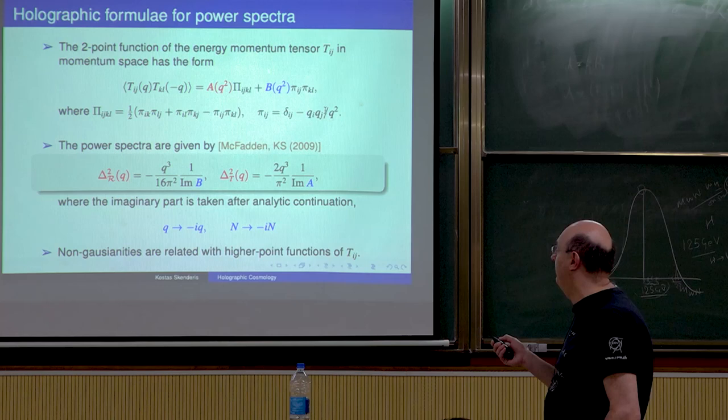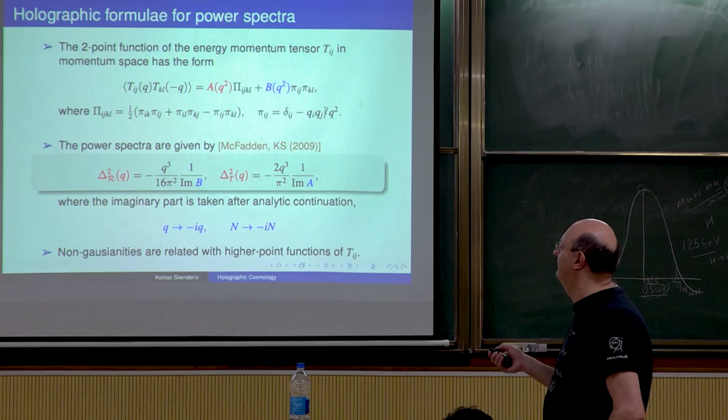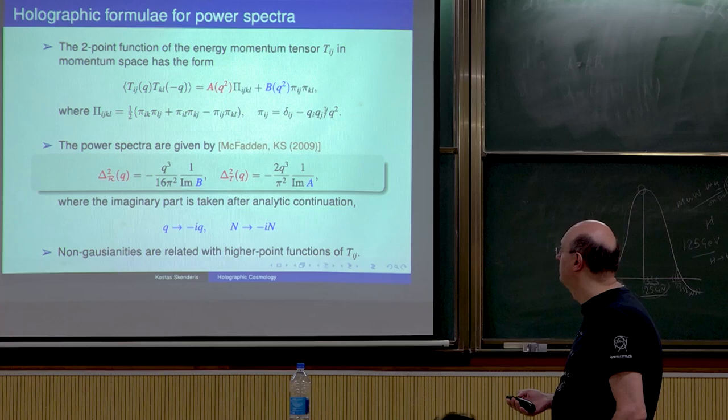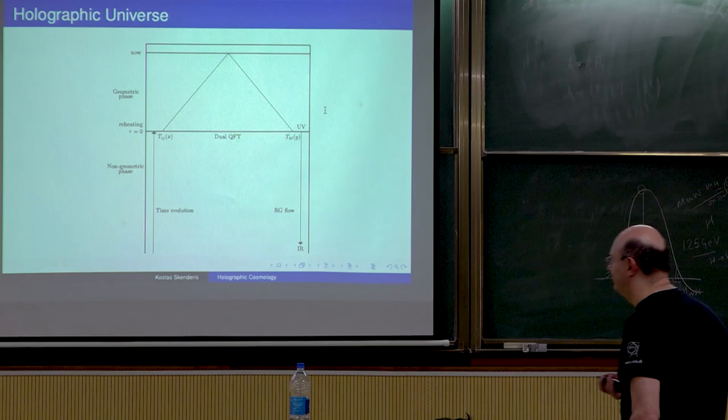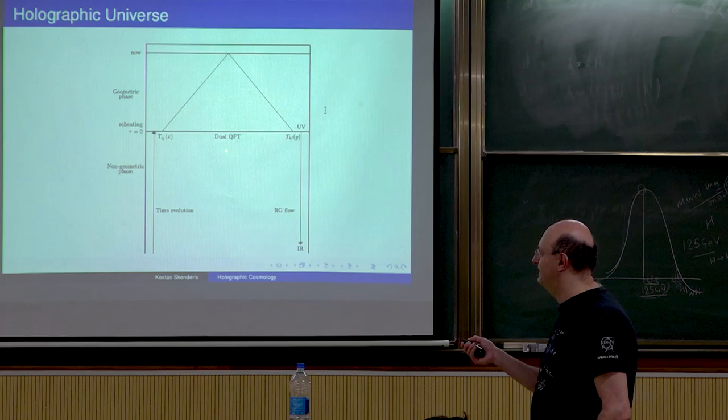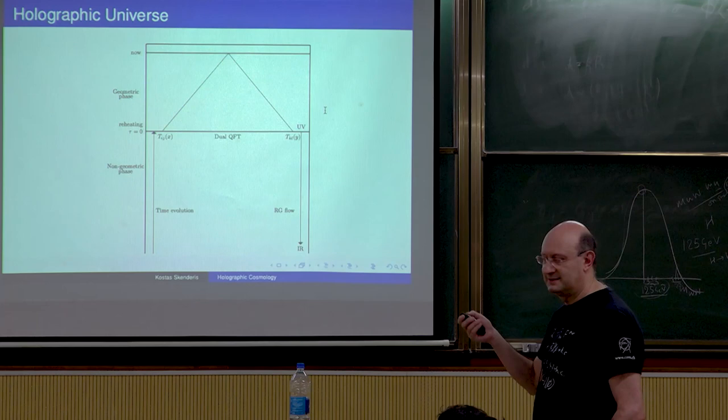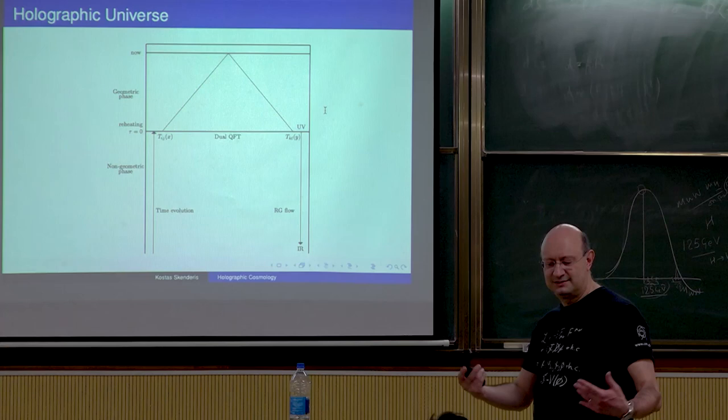So now starting from B, you can put it here, do the continuation, and then you get the power spectrum. And if you start with the A, then you're going to get the tensor power spectrum. Okay, so now if you want to have a picture in mind, this is the picture. We have a non-geometric universe, which at some point transitions to a geometric phase, which is our universe the way we perceive it now. That happens when interactions become very strong.